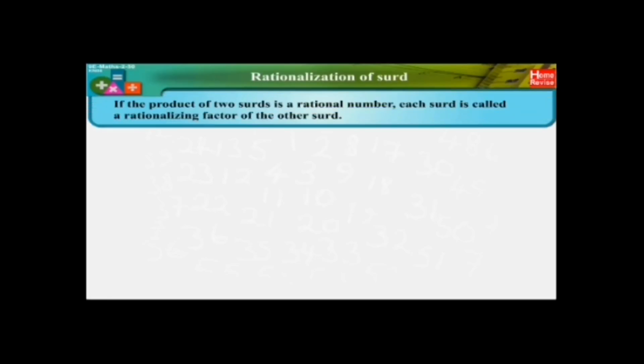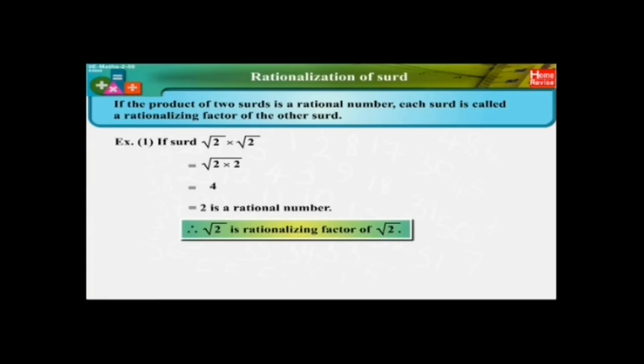Rationalization of surds. If the product of two surds is a rational number, each surd is called a rationalizing factor of the other surd. Example 1. Root 2 multiplied by root 2 is equal to root of 2 multiplied by 2, which is equal to root 4. Here 2 is a rational number. Therefore, root 2 is the rationalizing factor of root 2.